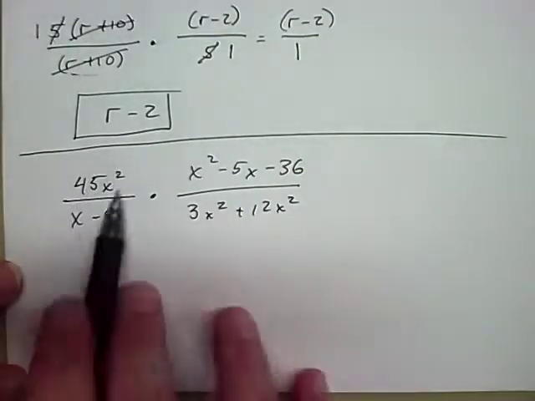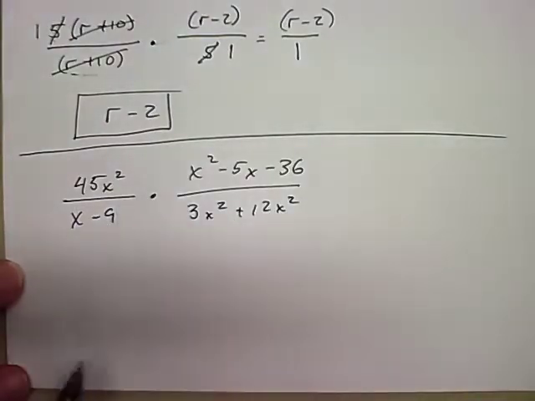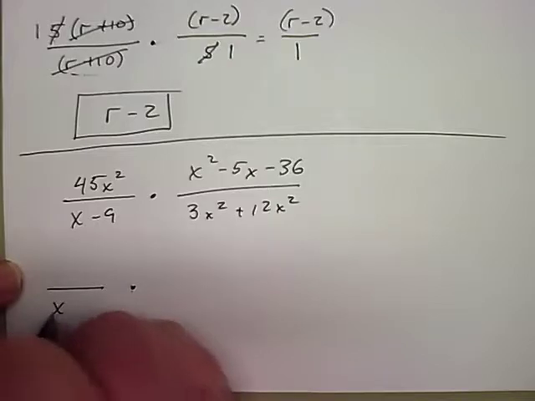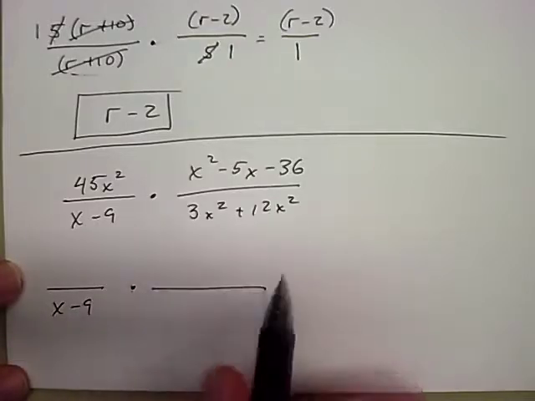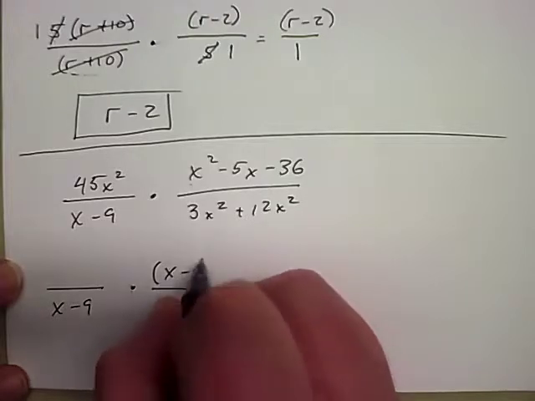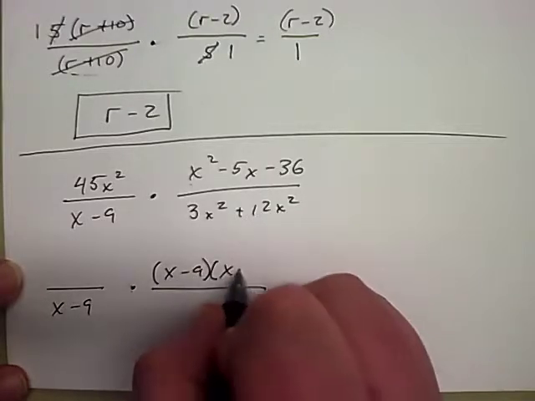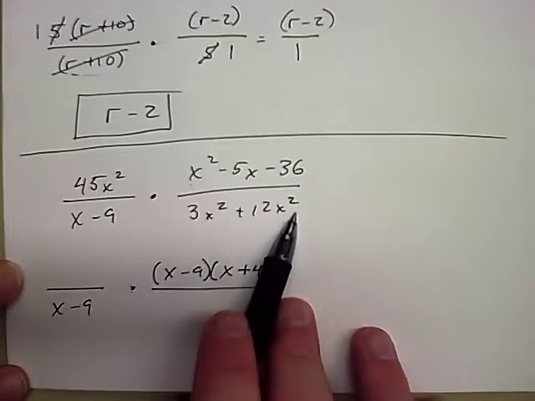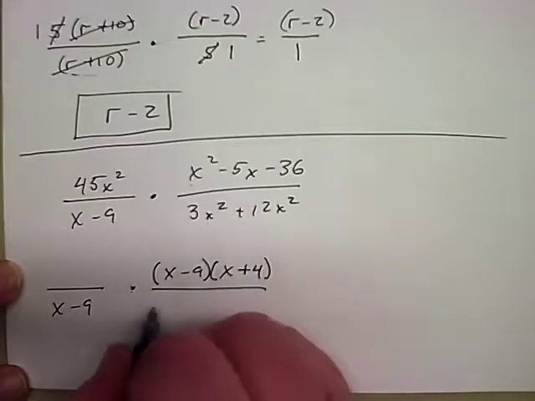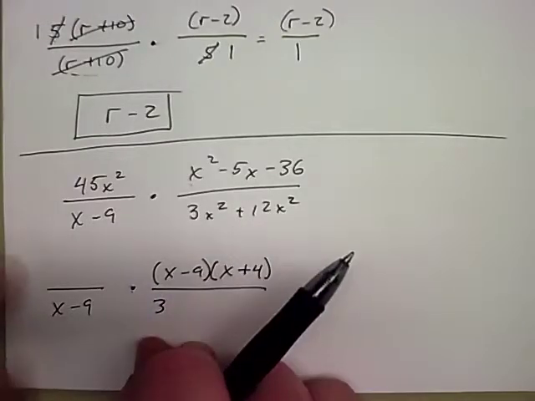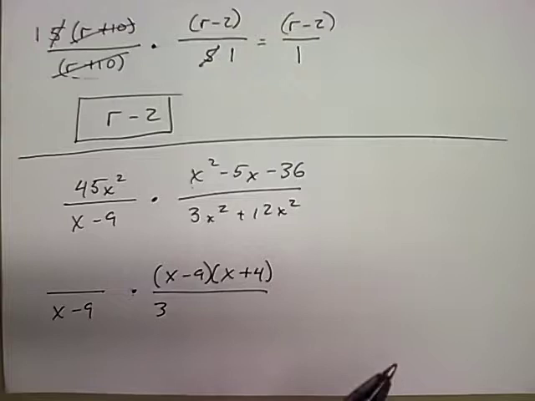All right, so I'm going to break down the 45. Let's take a look. X minus 9, I cannot do anything with x minus 9. Here I have this trinomial, which turns into x minus 9 and x plus 4. Down here I have a greatest common factor. 3 goes into both of them. Are they both x squareds? I think.